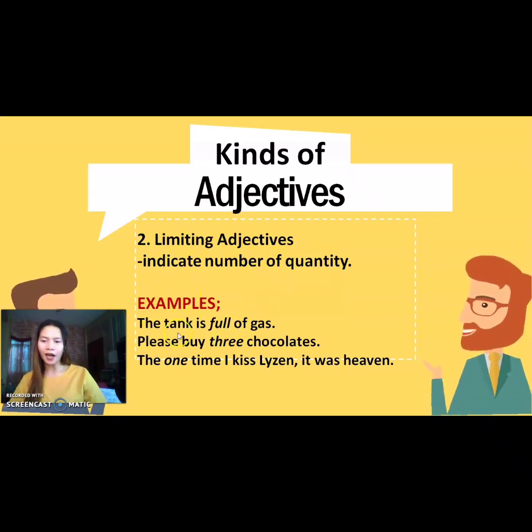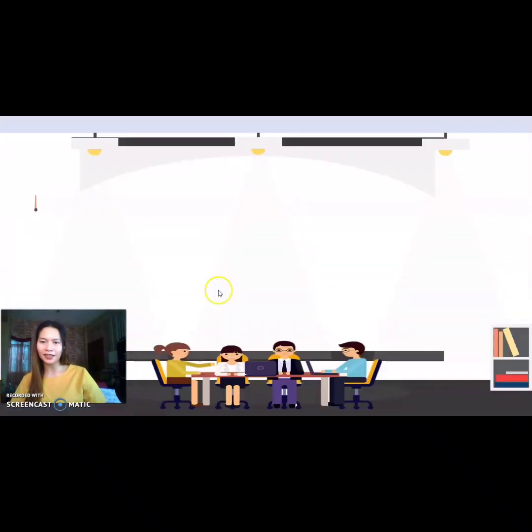Example, the tongue is full of gas. So it is the word "full" that is known as the limiting adjective. Please buy 3 chocolates. So we have here 3 as our limiting adjective. And last, the one time I kissed Lizen, it was heaven. So 1 here is the limiting adjective.